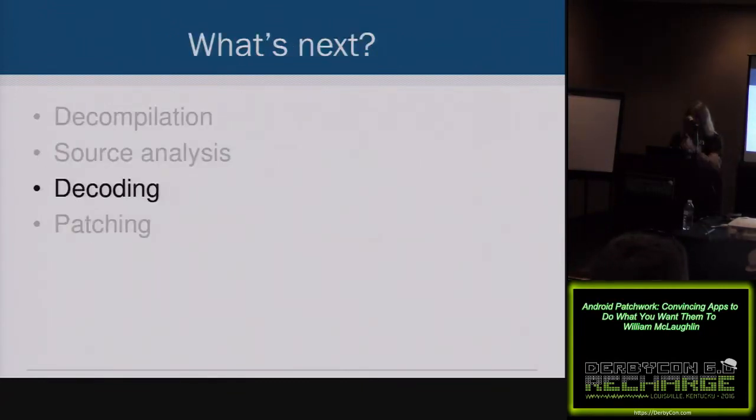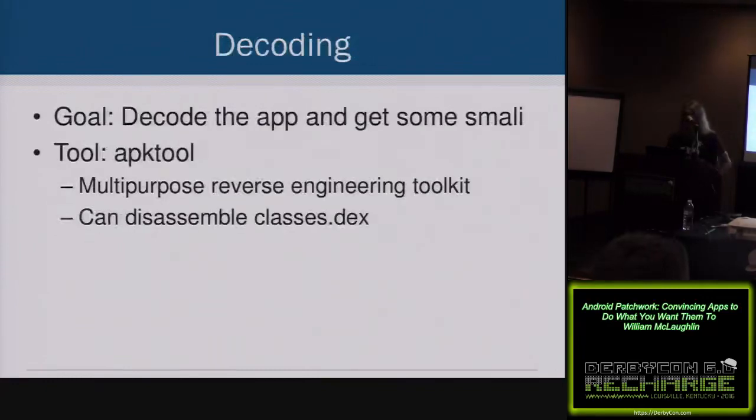The next step, before we actually patch it, is we have to decode the application. To do that, we're going to use APKTool. It's a pretty neat little toolkit. It does a lot of stuff. We're going to be using it specifically to get some Smali code representation of the compiled classes.